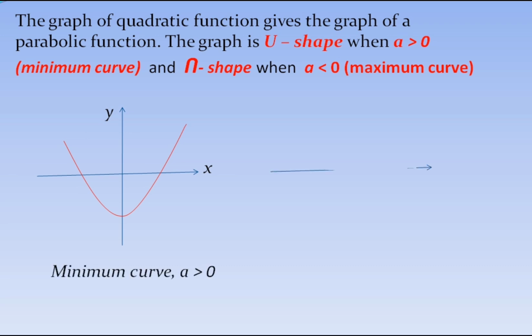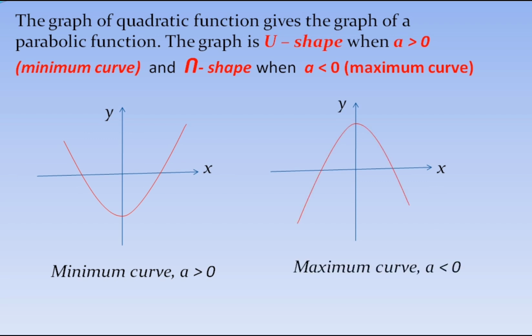Then we can also look at the other type. That one too, we have it like that, and then we have the N shape, and it gives a maximum curve.